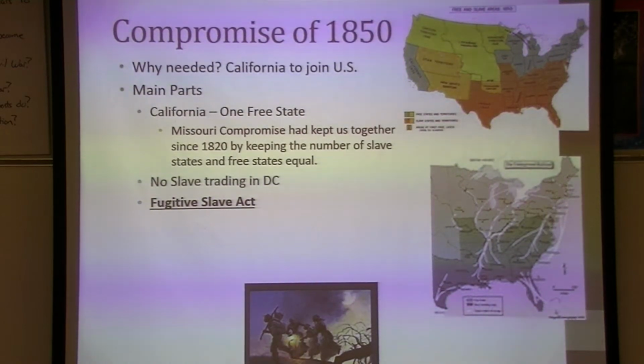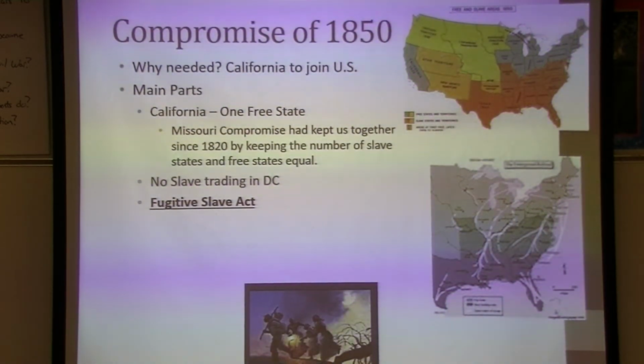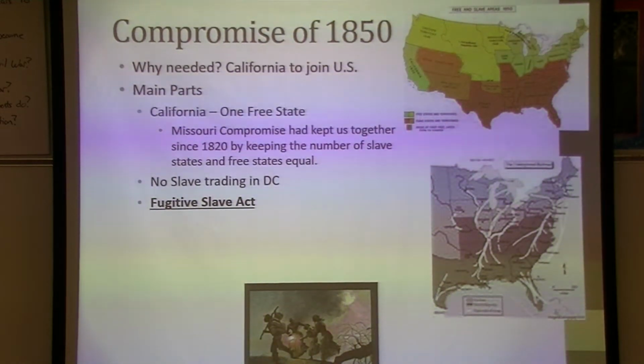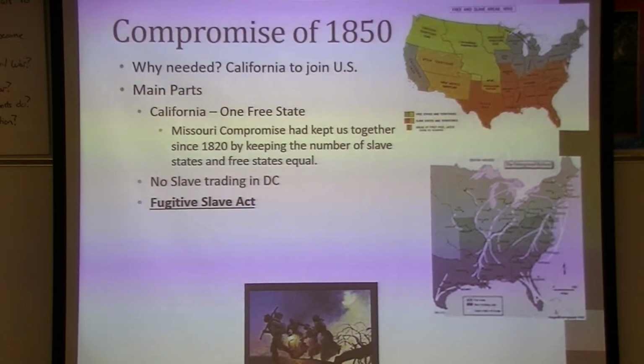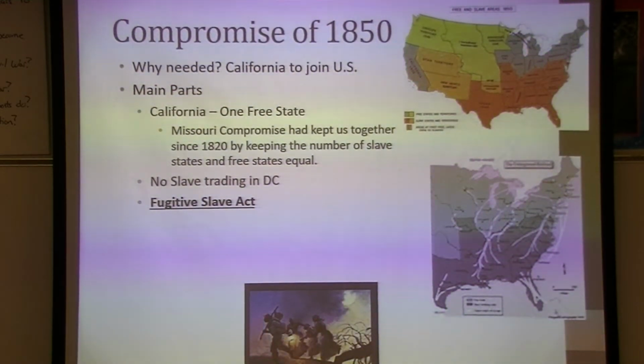There was a vote on whether or not they should be free or slave, and they voted to be a free state. Most of the people that had moved to California were not slave owners. Think about it, if you were a plantation owner, you're probably not going to pick up and move when you hear, oh, you can just pick up gold in these rivers. So this is where California had applied to become a state, a free state.